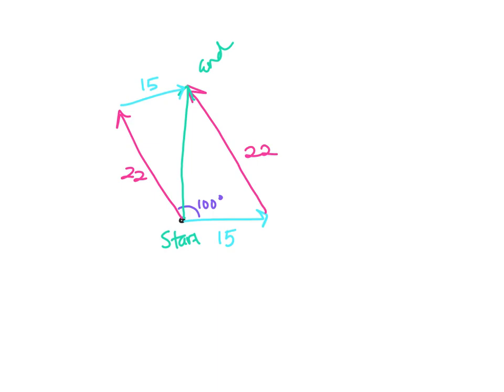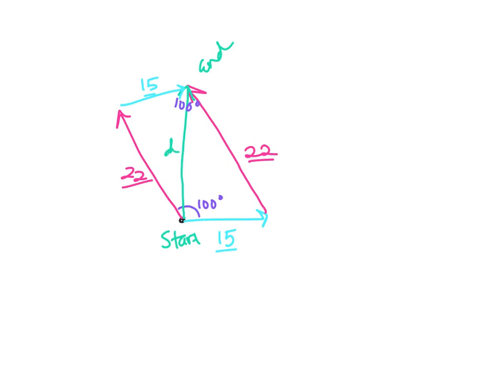Remember, parallelograms mean opposite sides are equal and parallel. Well, both of our pink vectors here are 22, and the forces are the exact same direction, so they're going to be parallel. Both of our blue forces are 15, and again, they're going to be parallel because they're the exact same direction. So due to this being a parallelogram, we can use some properties. If it's 100 degrees at the bottom, well, we know the angle between them is 100 degrees at the top.